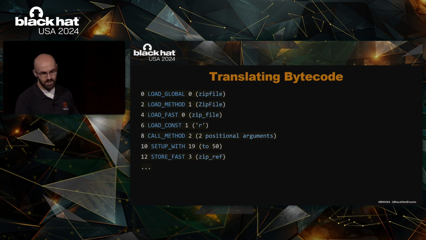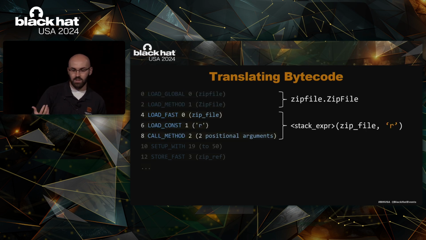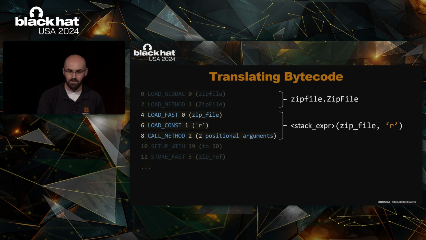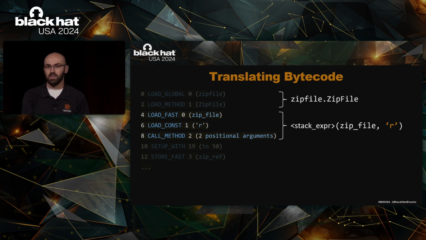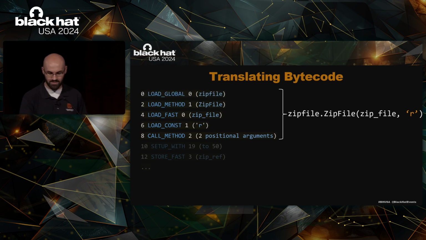So the first thing we see is we're loading a global zip file symbol and the capital ZipFile method. Then we're loading another zip file attribute. Why do they keep naming these things the same thing? It's their problem, not mine. And we get a string, R, and we're going to call a method off the top of the stack. Putting that together, and this is starting to look like Python.